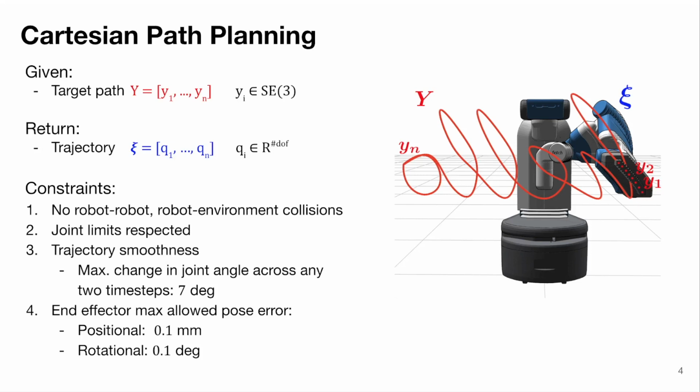In more detail, in this problem we are given a description of the robot and a target path y. Y is a sequence of n Cartesian poses, where n is the number of time steps in the path, which the end effector must pass through. We can think of them as a discrete representation for some continuous path through SE3. We're asked to return a trajectory xi, which when executed will have the end effector reach each of the poses in the target path. Time parameterization is omitted. It is assumed that this is handled by an external system.